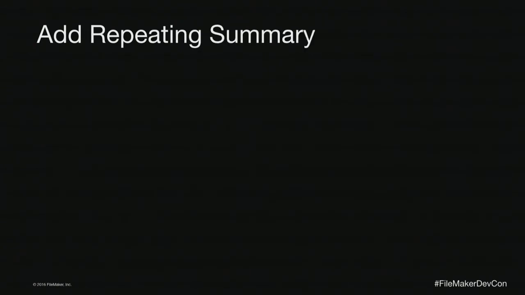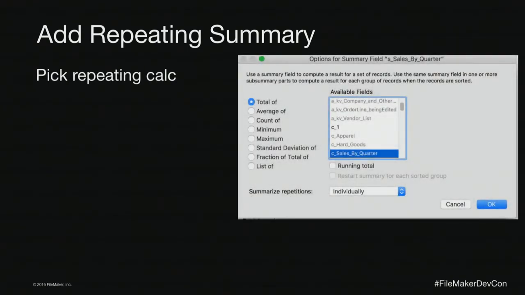Okay, so once we have a repeating calc field, then all we need to do is add a repeating summary field. And of course, first thing we're going to do is create the summary field. Second thing we're going to do is pick our calc field that we just created and choose what type of summary we're doing. In our case, it's a total. It obviously could be average, count, minimum, maximum, etc.